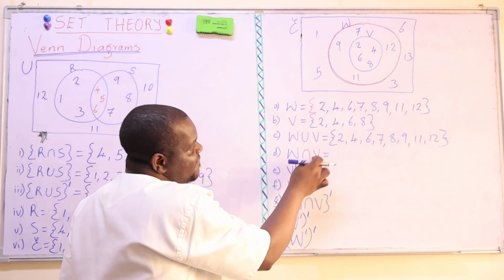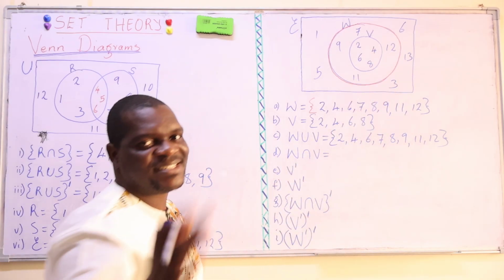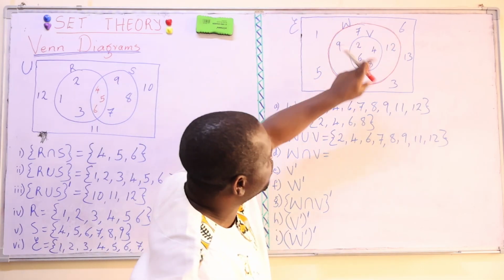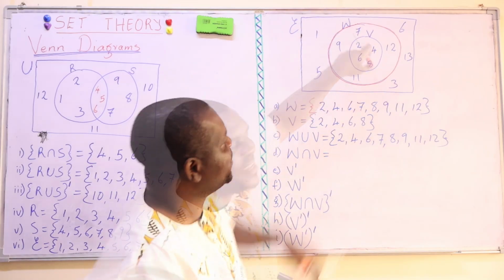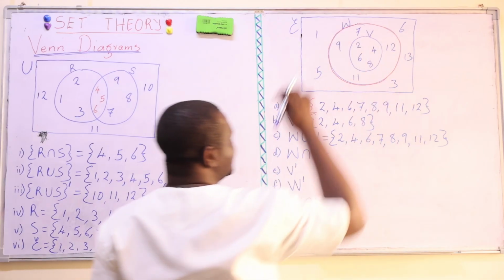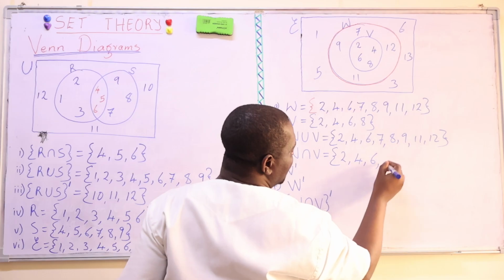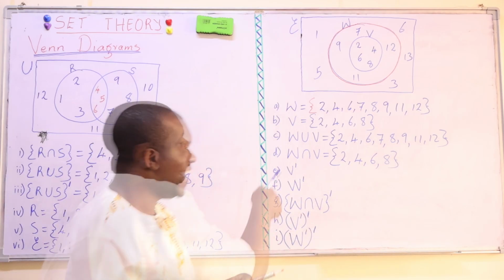W intersection V. What do we have in W and in V? This is the trick. All what you have in V is in W, but all what you have in W is not in V. So the intersection of these two sets is all what you have in set V, which is 2, 4, 6, and 8.